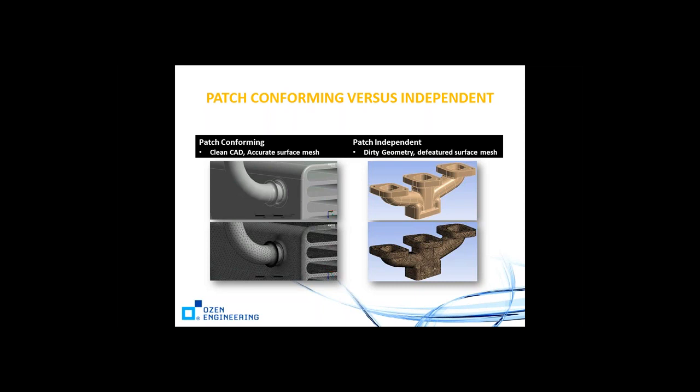Patch independent is really a good method. You just go and it will put a mesh in there. It doesn't have to honor all the edges or the vertices, and also it will give you kind of a uniform mesh. Whereas as you see here, patch conforming has to honor all the vertices and edges, so you're going to get a non-uniform mesh in that case.